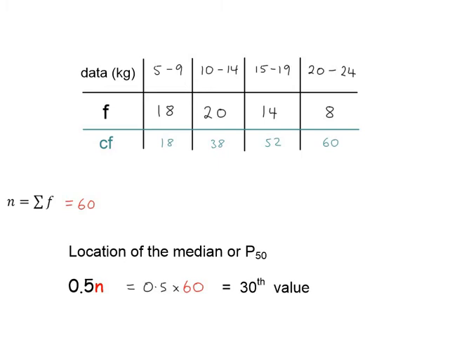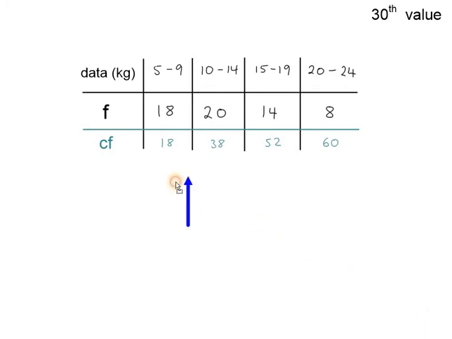Which class does the 30th data value fall in? So we're up to the 18th value here. We want the 30th value, still haven't reached it. Now we're up to the 38th value, so we've gone past the 30th value, which means it falls into this class.